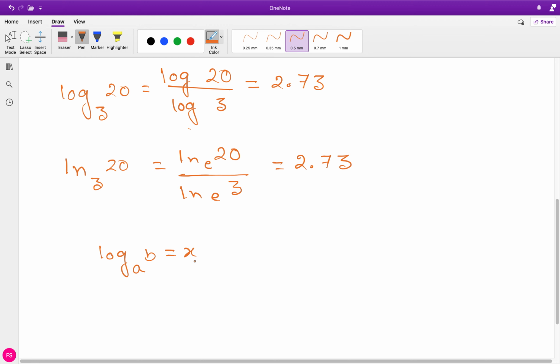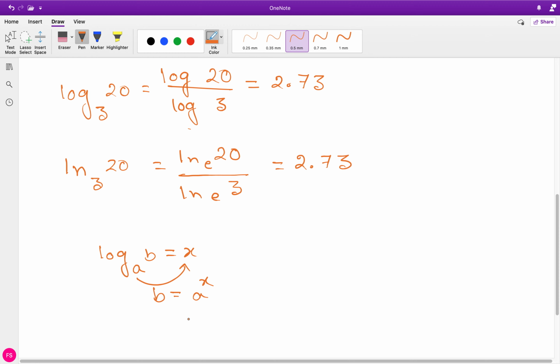This a will go to that side, kicks the x. The x is scared, so it jumps up and goes to the top, leaving us with b. So log of b with the base of a equals x, and in exponential form it just means b equals a to the power of x.